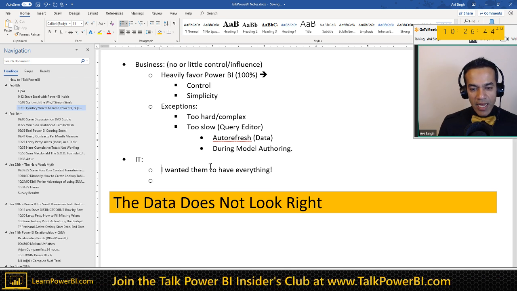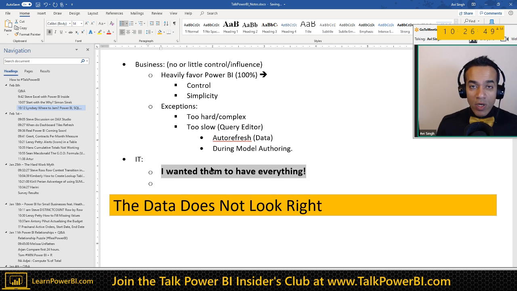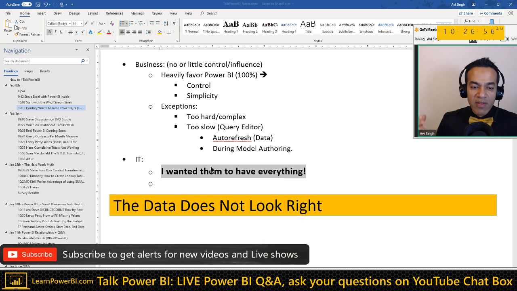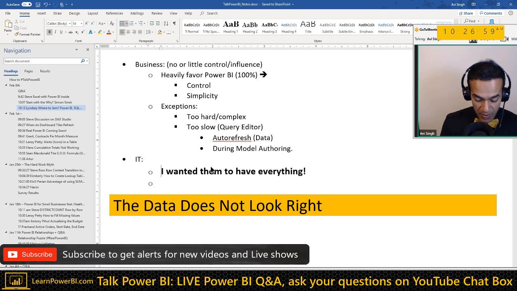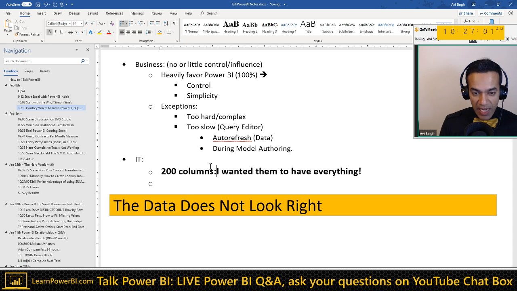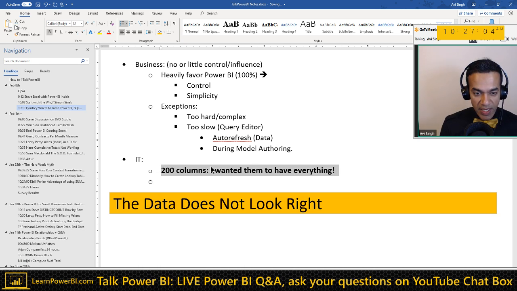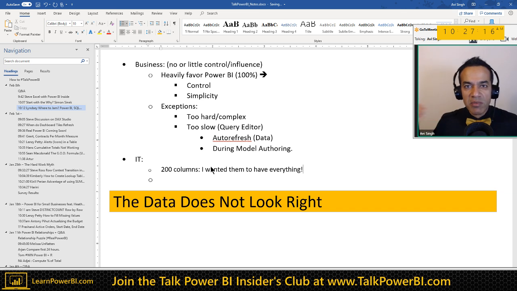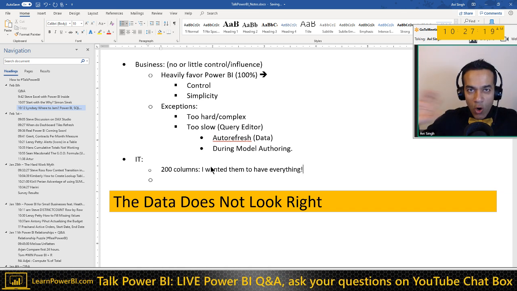Now, I don't know what the person's intent was. Maybe the intent was helpful: I want them to be taken care of, I don't want them to run around saying this data isn't there, so I just want to give them everything. It's 200 columns. I don't know if that needed to be that big and bold. Let's rein that back a bit. Or maybe it wasn't positive. Maybe it was, oh my gosh, these business users are constantly saying give me this, give me that. You know what? I'll just do this and just go away. I want you to go away.